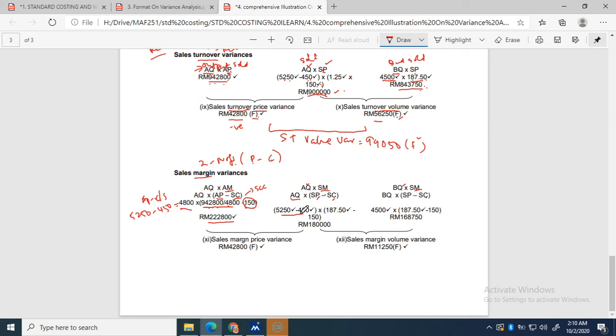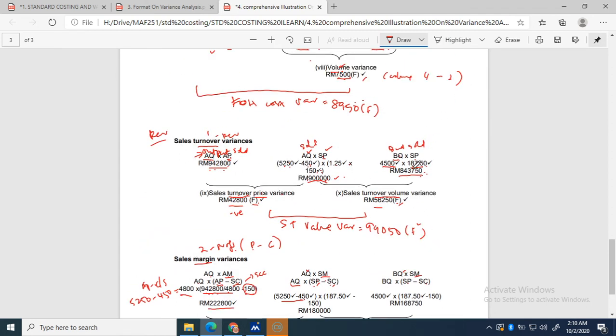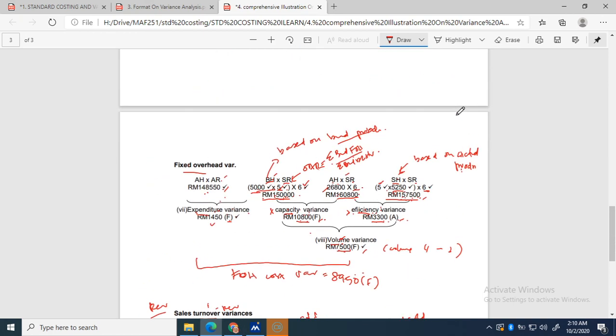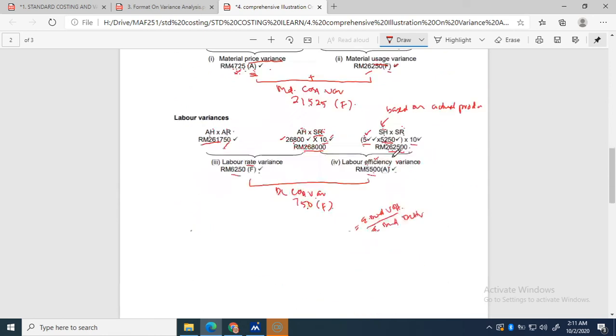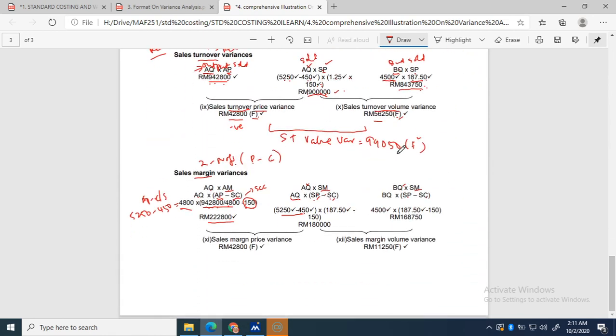5,250 minus 450. Now the standard margin. What is standard margin? Standard price minus standard cost. The standard price is as we calculated before, 187.5, which comes from the question: cost plus profit, 1.25 times 150, you get 187.5. Then minus the standard cost from the standard cost card, 150. You get 180,000 for the second column.